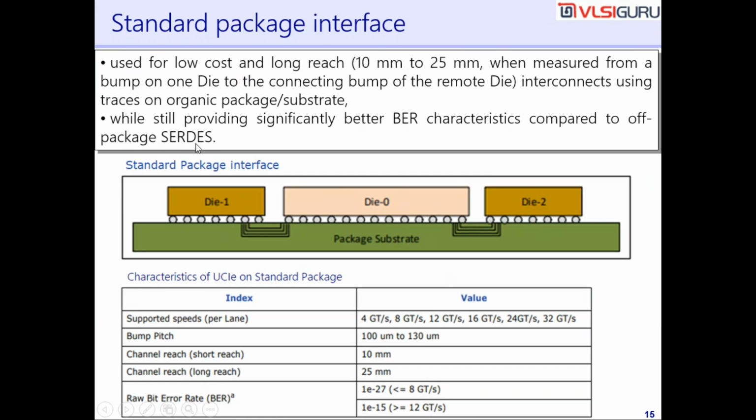while still providing significantly better bit error rate characteristics compared to off-package SerDes. The speeds this standard package supports are 4 gigatransfers per second, 8, up to 32 gigatransfers per second. That means from here to here you are able to send at any of these rates. The bump pitch can be 100 micrometers to 130 micrometers. That means the gap from one pin to another pin can be this gap. Channel reach is 10 millimeters to 25 millimeters, long reach. The bit error rate targeted is 1 in 10 to the power of 27, or 1 in 10 to the power of 15, based on the speeds.